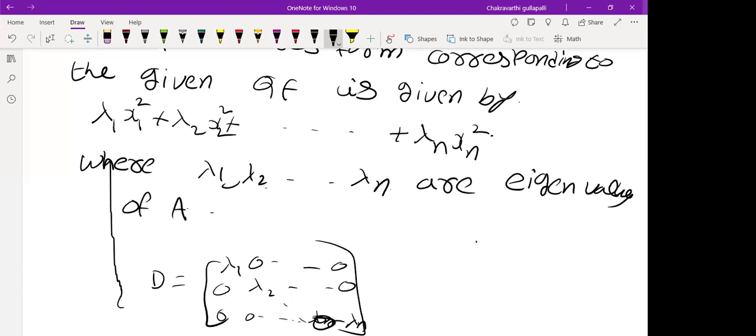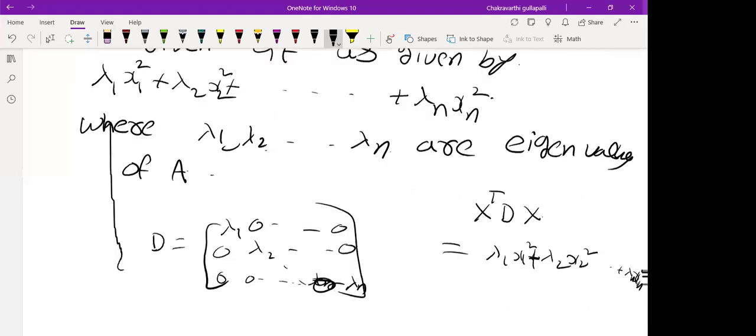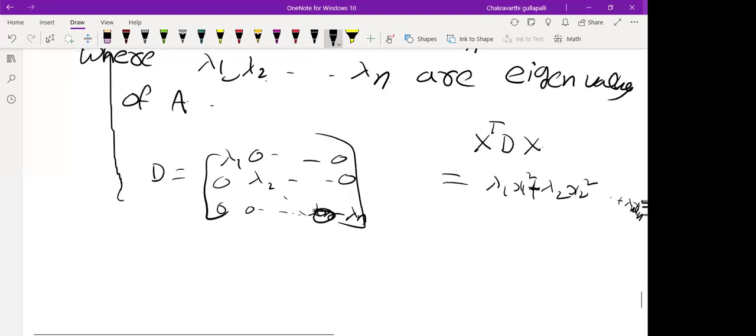Then if you apply X transpose DX, you get only diagonal elements; the remaining are all zeros. You get this form. This particular form is what is called the sum of squares form. The diagonal form, if the matrix is A and the diagonal form of A is D, then this is how we get the sum of the squares form, where lambda 1, lambda 2, ... lambda n become the eigenvalues of the matrix.